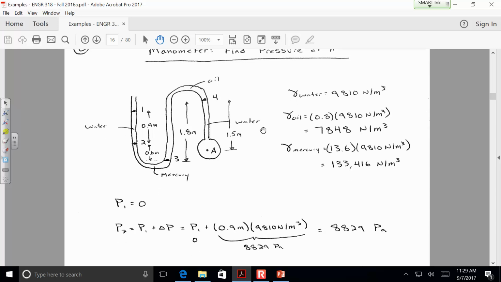So we do a sketch. We do some of our preliminary calculations over here. Find the unit weights we're going to need, and then just the accounting begins. The pressure at 1 is 0, then we calculate the pressure at 2. Now, you'll notice that I've got these little brackets here where I show what's the result of this multiplication.